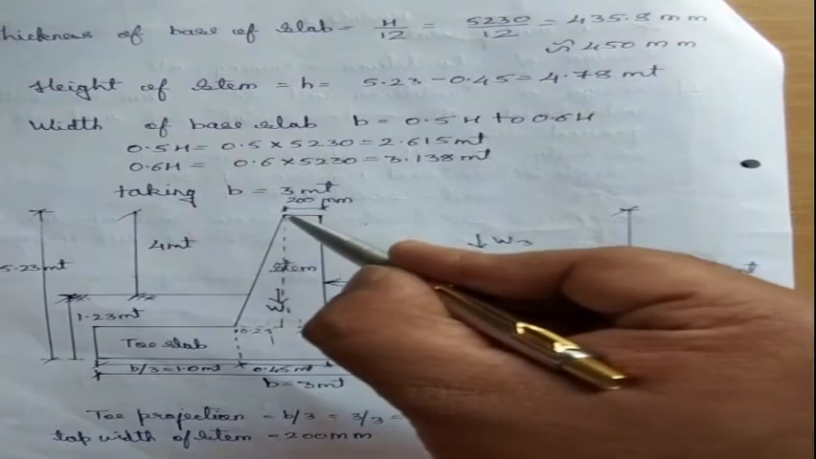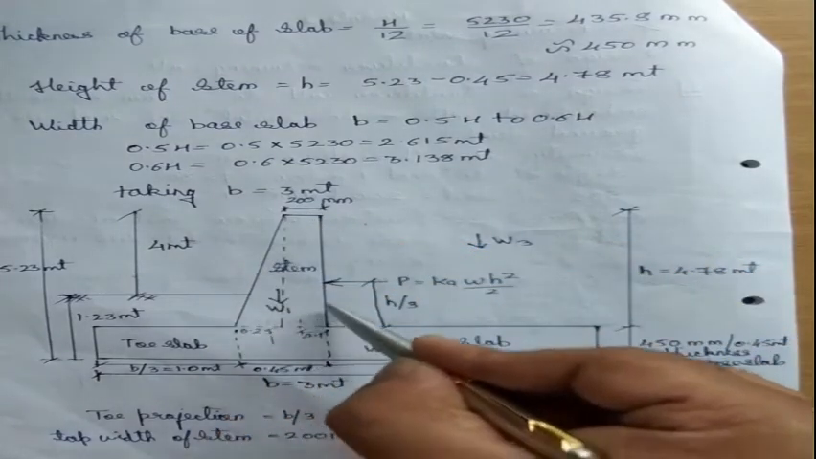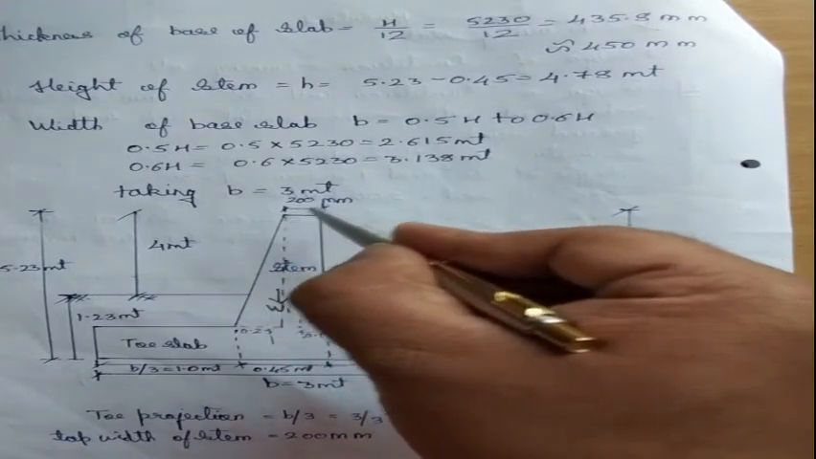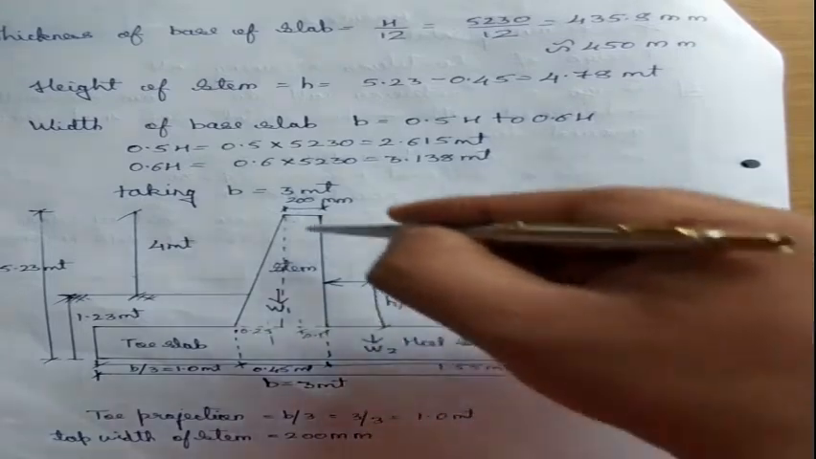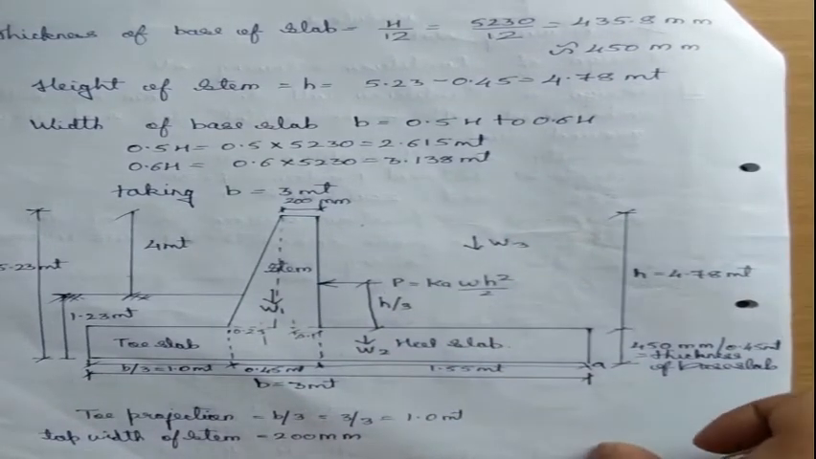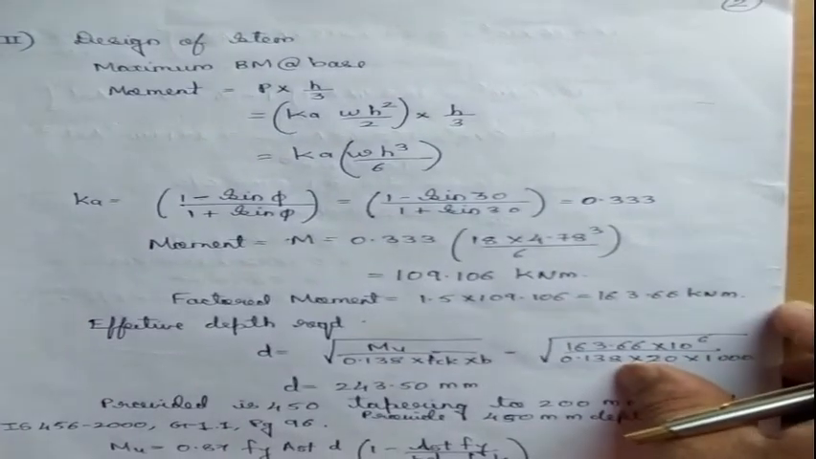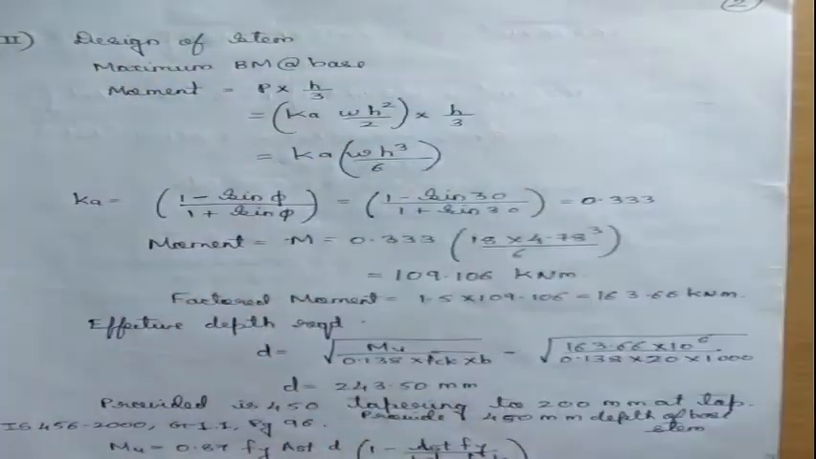Now, the stem portion is from here to here. So, this is the stem. You can see the top width of the stem is 200 mm, the bottom width of the stem is 0.45 m, and the height of the stem is 4.78 meter. So, let us start designing the stem portion. So, the design of the stem.